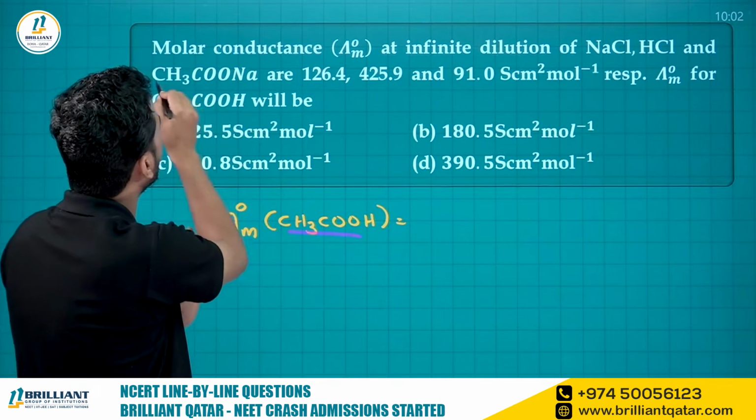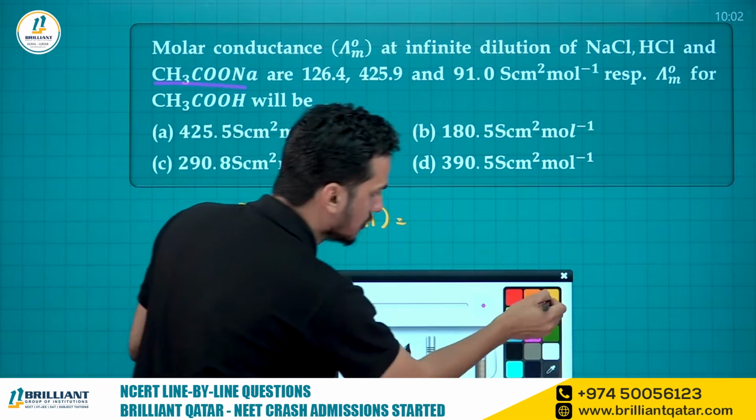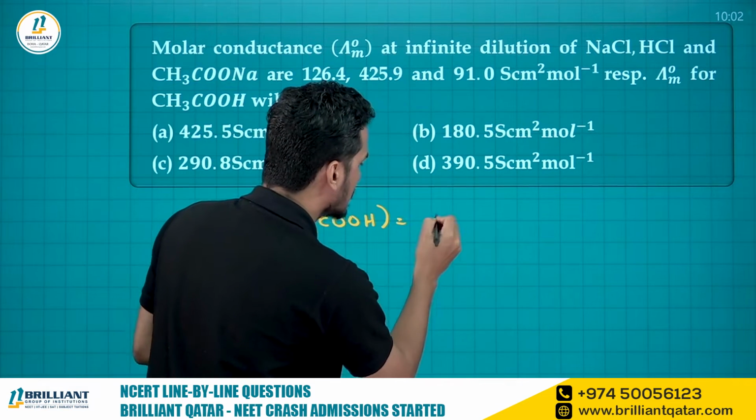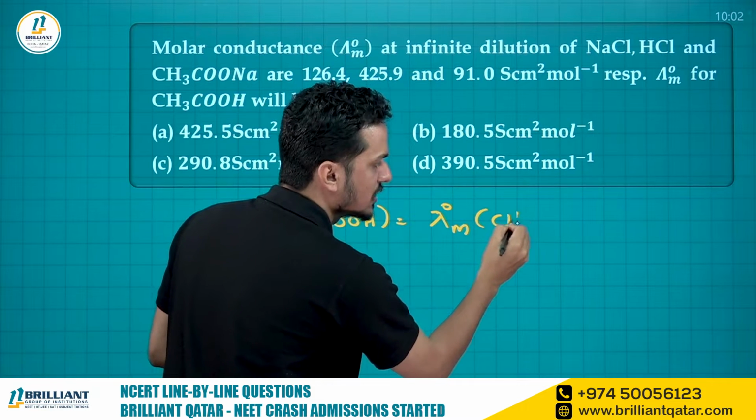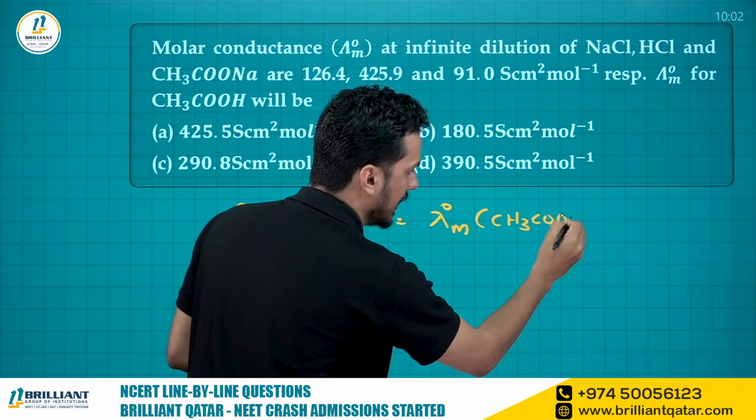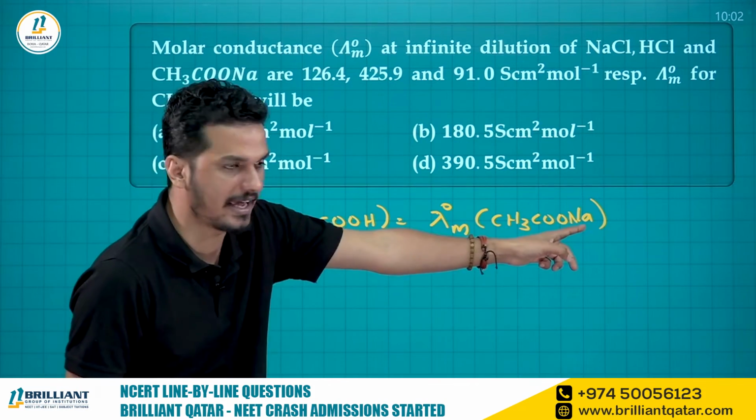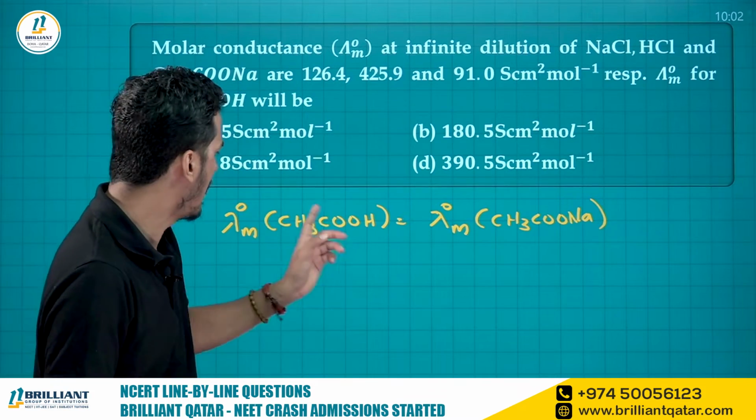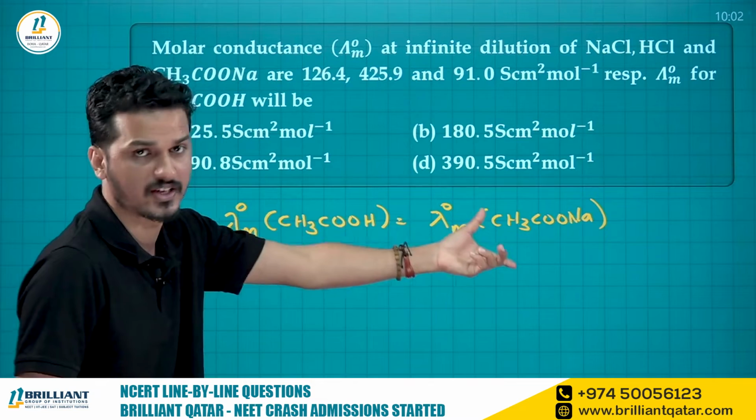Here CH3CO is there, so we have to take Lambda 0 m of CH3COONa. But here the unwanted one is Na, we don't want that. We can subtract it later. And we need CH3CO. That's why I took the CH3CO containing one first.